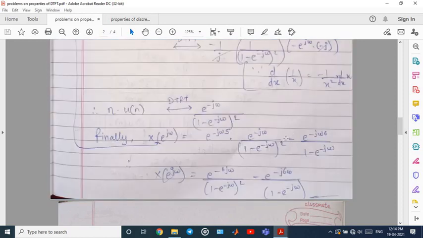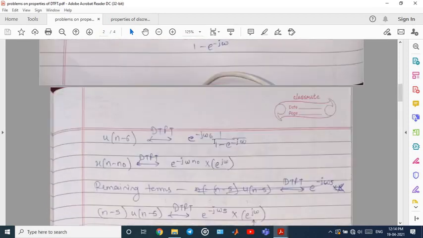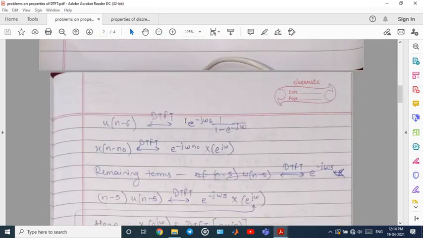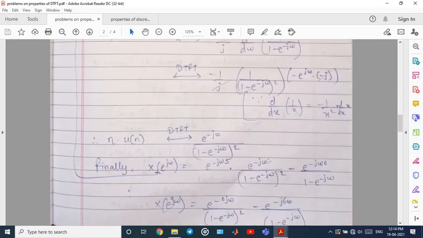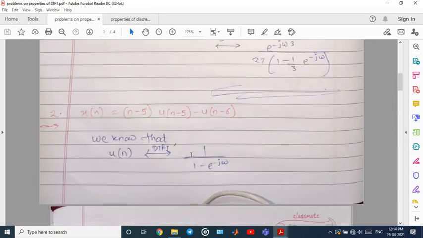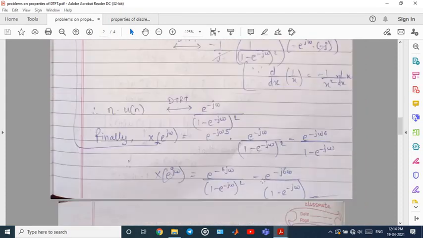And minus the Fourier transform of this term is subtracted, because in the question it is n minus 5 into u of n minus 5 minus u of n minus 6. So this is the answer, and now we just have to simplify.